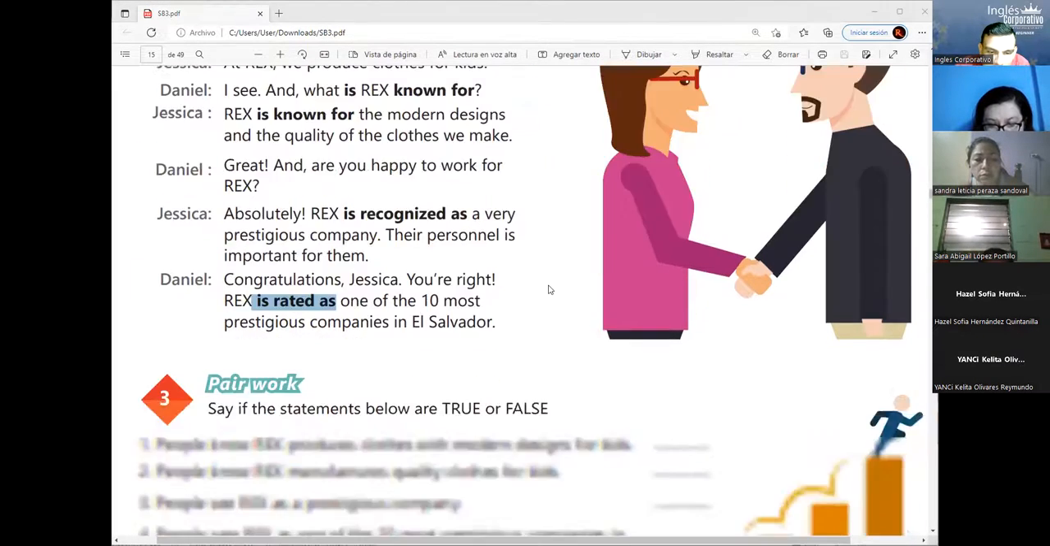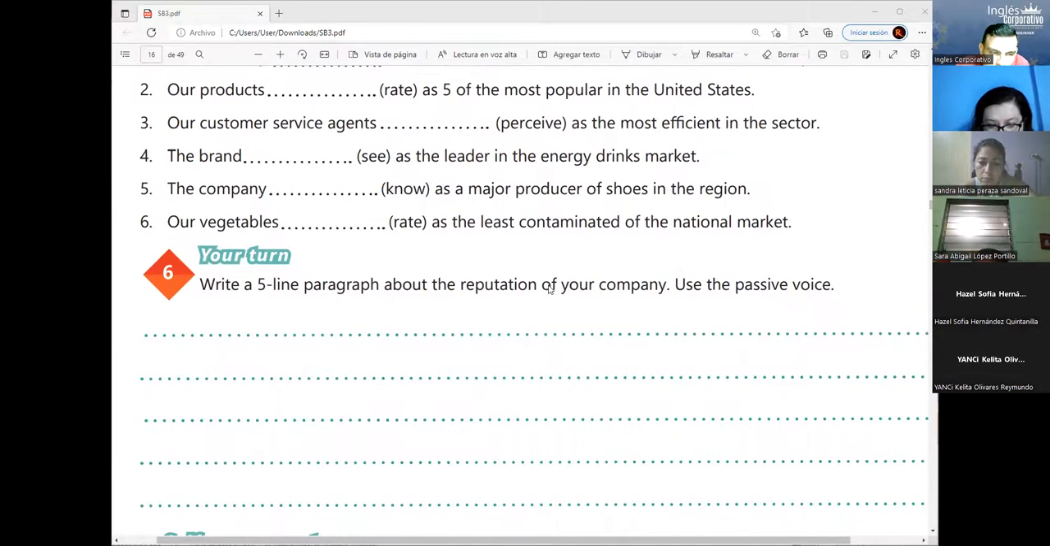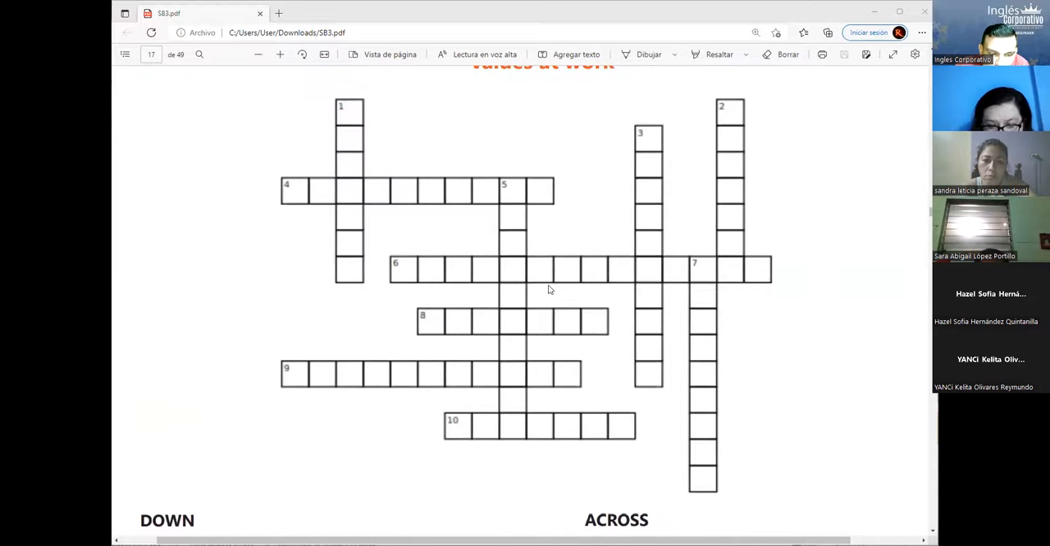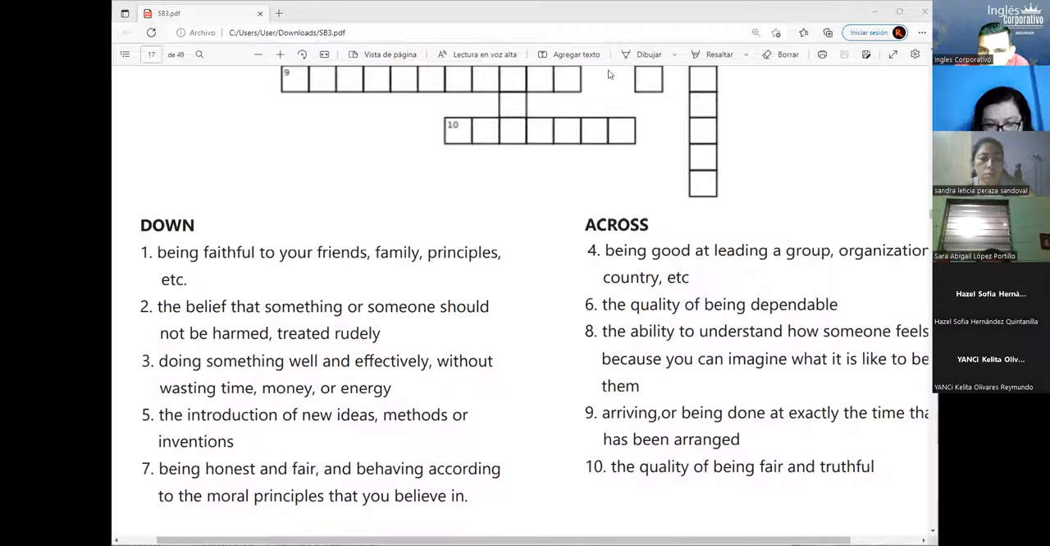Bueno, también el día de ayer ya vimos un poco del passive voice. Hoy vamos a repasar también un poco. Nos quedamos en el diagrama. Okay, en el diagrama, vamos a dar tiempo para poder finalizarlo y después poder revisar el resultado. Ok, vamos a trabajar. Ok, en esta actividad.